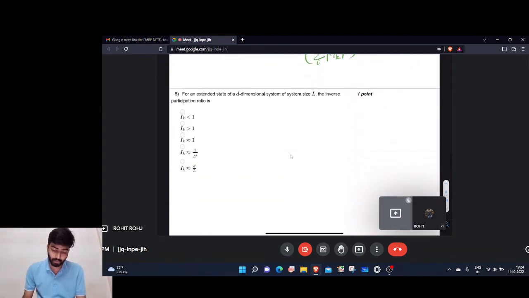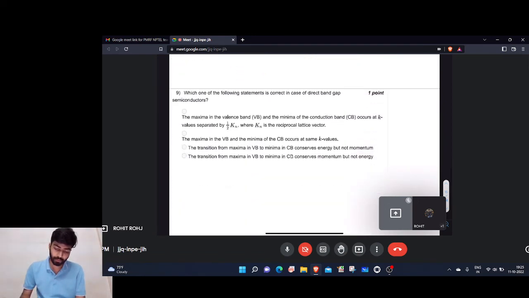Now in the same context, for an extended state of a d-dimensional system of size L, this inverse participation ratio boils down to an empirical relation similar to 1 divided by L, where L is the size of the system and D is the dimensionality. So it goes as 1 divided by L raised to the power D, which is the 4th option in the present assignment.